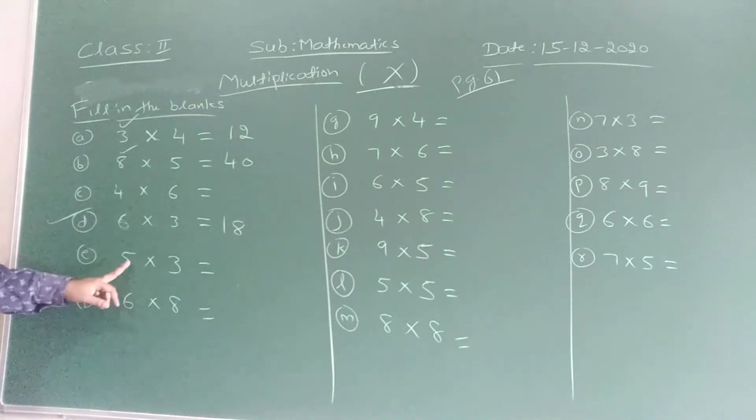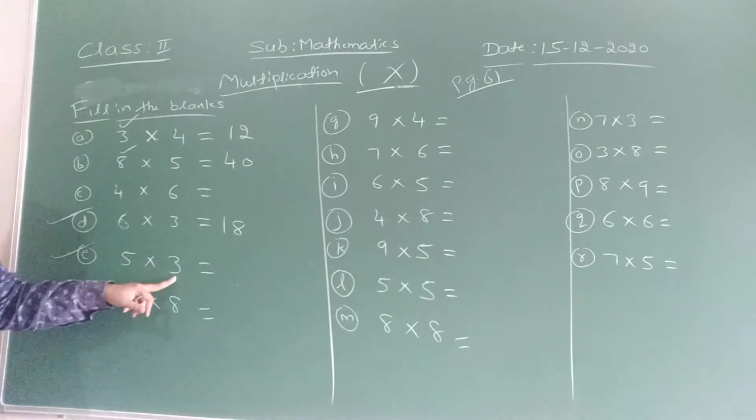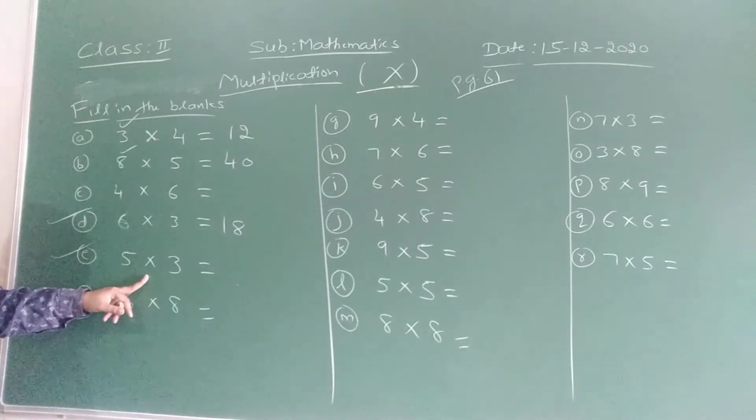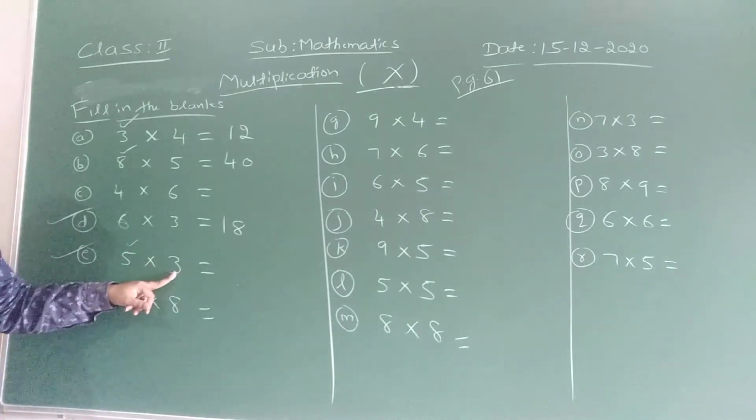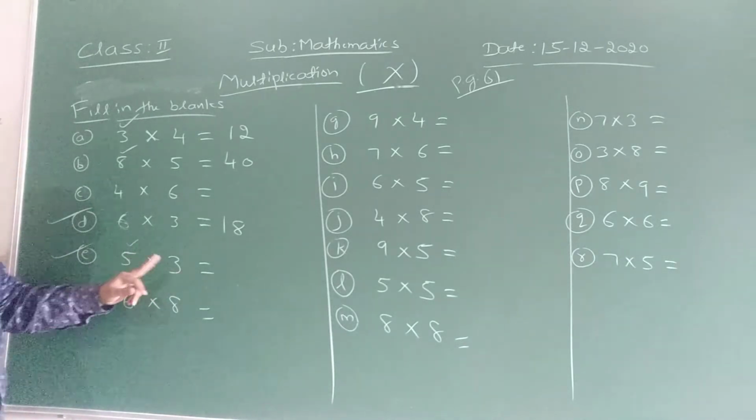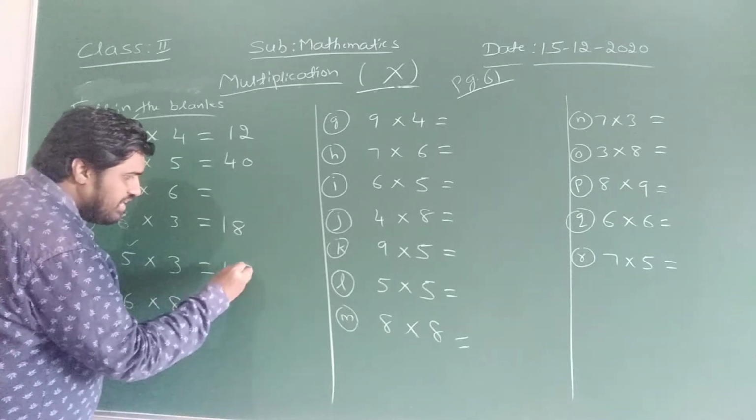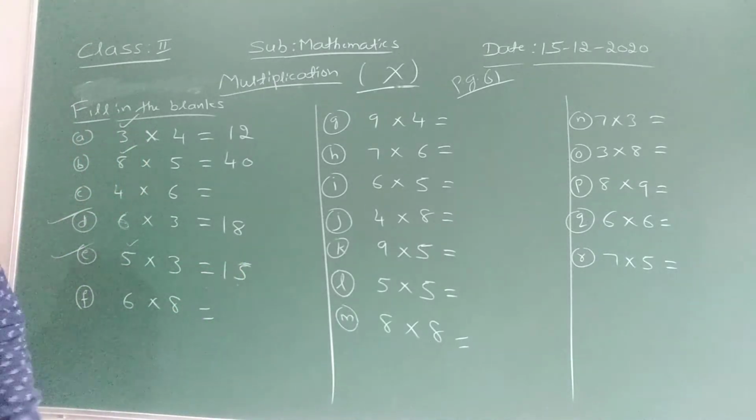See next one. Here see this question, children. 5 into 3. Read 5 table. 5 ones are 5, 5 2s are 10, 5 3s are how much? Yes, 5 3s are 15. Like this you have to write.